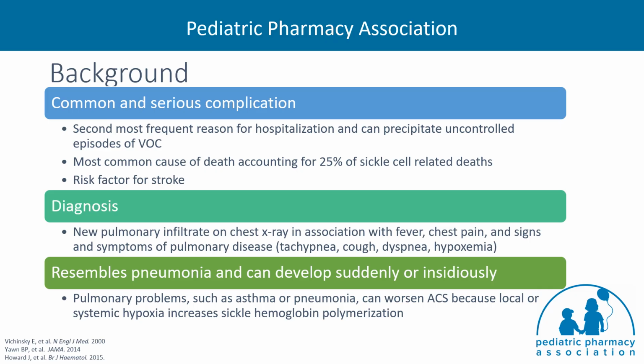Patients can be diagnosed with this with a new pulmonary infiltrate on a chest x-ray, as well as fever, chest pain, and signs and symptoms of pulmonary disease such as tachypnea, cough, dyspnea, or hypoxemia. Generally, it resembles pneumonia, and it can develop suddenly or insidiously. Pulmonary problems like asthma or pneumonia can certainly worsen it because local or systemic hypoxia will then increase sickle hemoglobin polymerization.